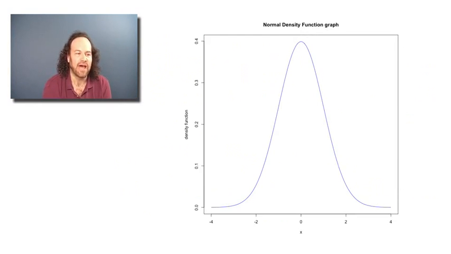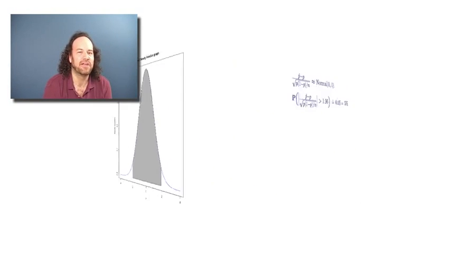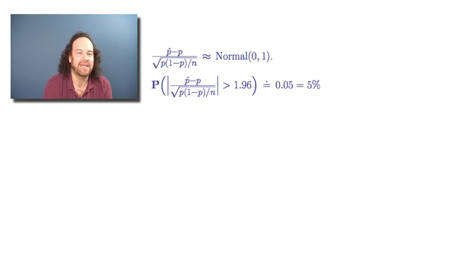For example, it turns out, for the standard normal distribution, that the area under the curve between minus 1.96 and plus 1.96 is equal to 95% of all the area. So it means usually, if you have a normal distribution, you'll be between minus 1.96 and plus 1.96, which means that only 5% of the time will you be farther away than that. So in other words, the probability that this quantity, which has approximately a standard normal distribution, will be more than 1.96 in absolute value is approximately equal to 5%, or 0.05.